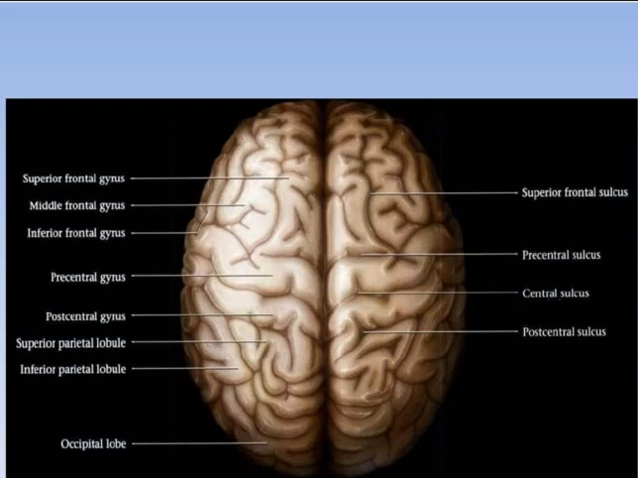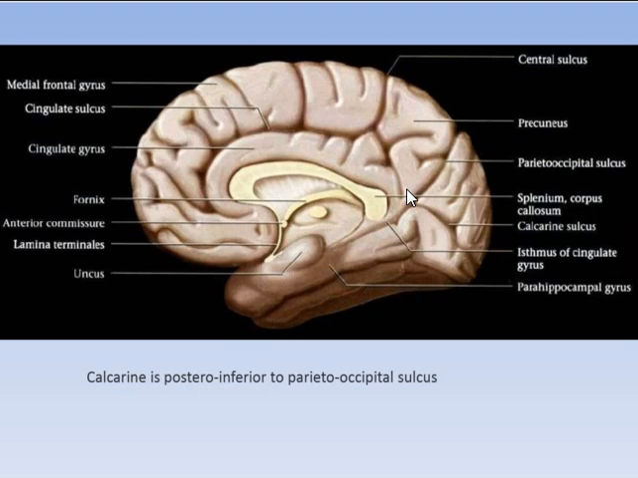On the medial surface of the hemisphere, we have the parieto-occipital sulcus that separates the parietal from the occipital lobe. And a further deep sulcus of this surface, the calcarine sulcus, runs anteriorly from the occipital pole, and the areas with known function include the visual cortex and the occipital association cortex. Also, it's posterior inferior to the parieto-occipital sulcus. And the gray matter that is located superior to the corpus callosum, which is the white matter, is called the cingulate gyrus.